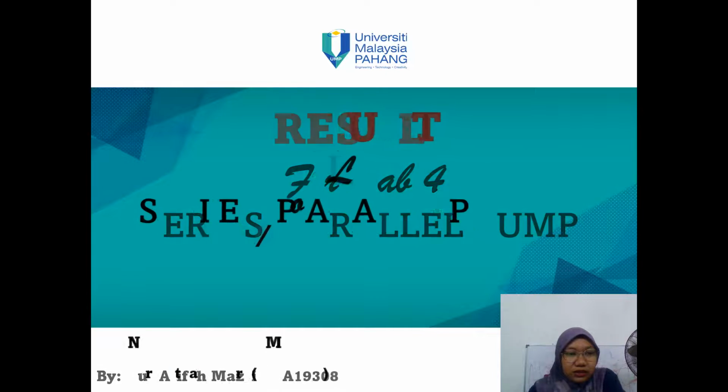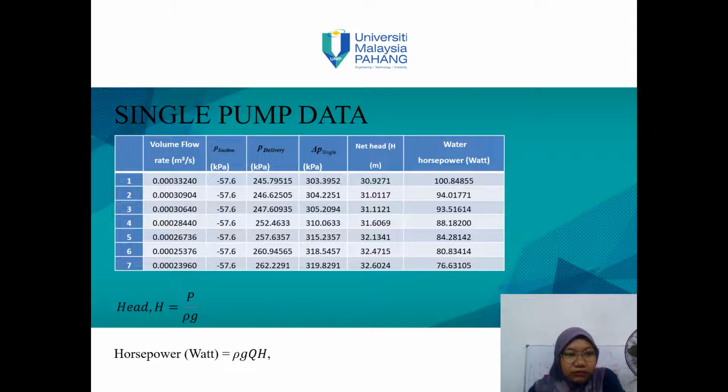Okay, this is the data for the single pump data. The given data is a volume flow rate, suction pressure, and delivery pressure. What we have to do is find the net pressure, which is the P single. We can find this by delivery pressure minus suction pressure, and then we get the value for the net pressure.